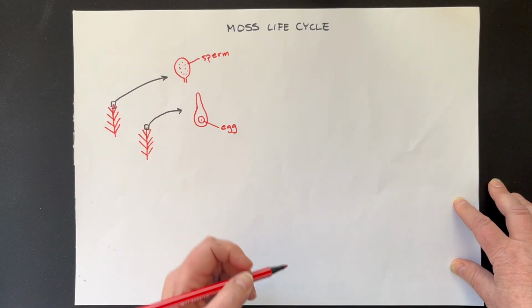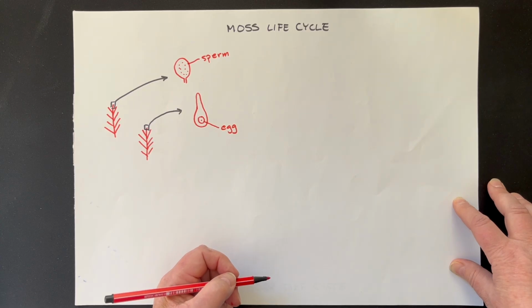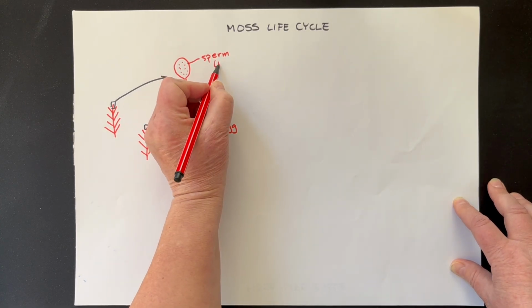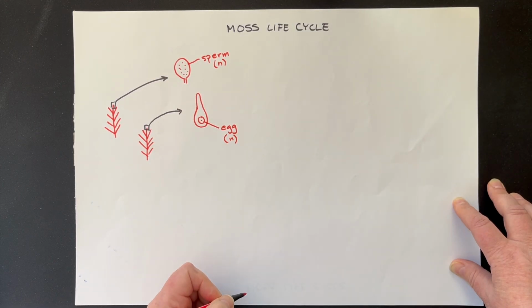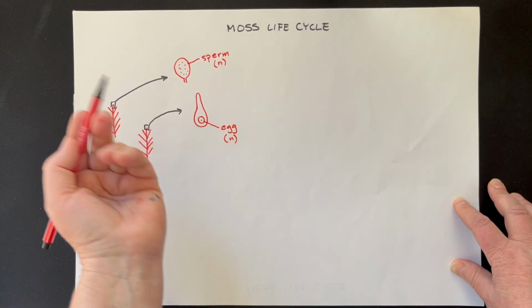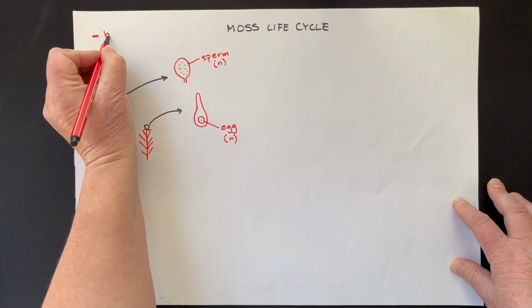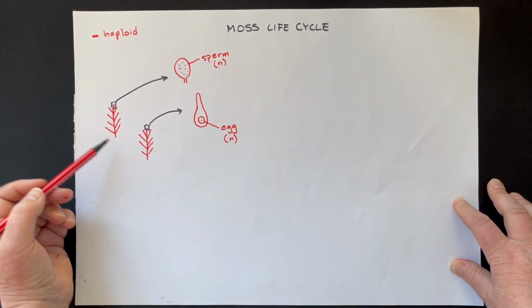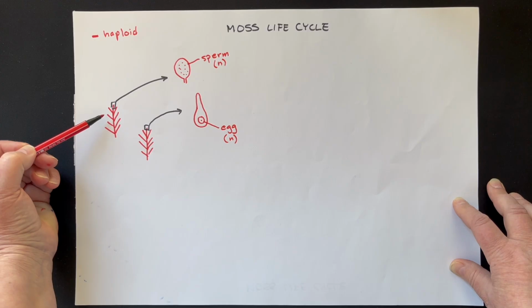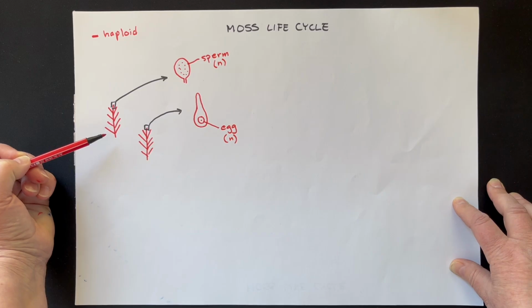An egg and sperm, they are haploid cells, which means that they have a single set of chromosomes. And we usually write that as they having N, a single set of chromosomes. So I'm using the red pen, which implies that the structure is haploid, a single set of chromosomes. And so the green thing we see out in nature, the mosses, they are also haploid. The cells have a single set of chromosomes.